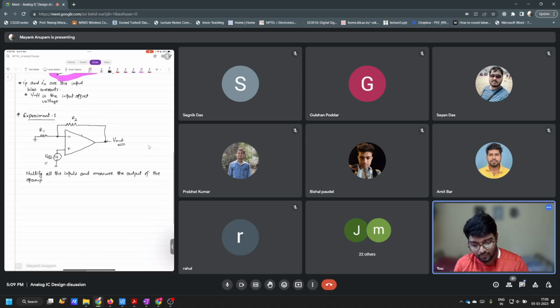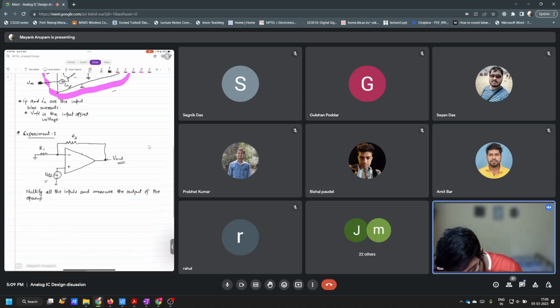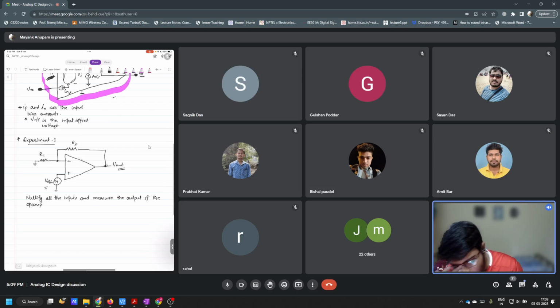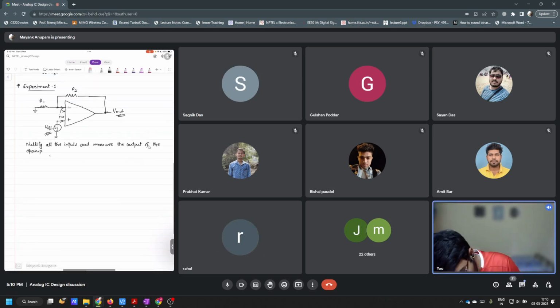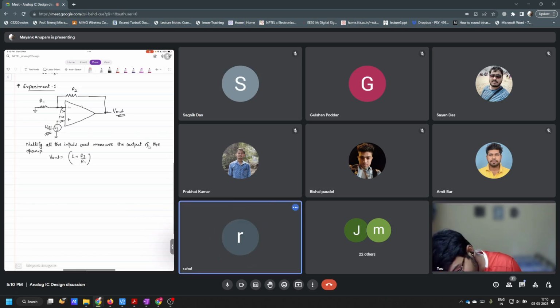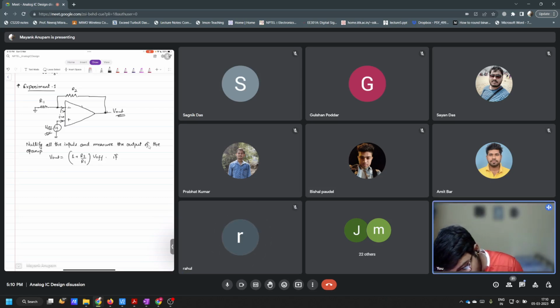Now, if there had been no input currents, then you can directly say what the output voltage is in terms of the offset voltage. Let's say these currents are 0. What is the relation between V offset and V out? V out will be equal to 1 plus R2 by R1 times V in offset. Correct. But this happens only if the currents are 0.